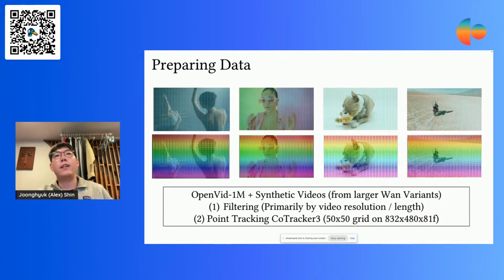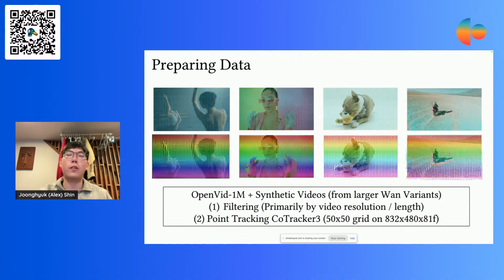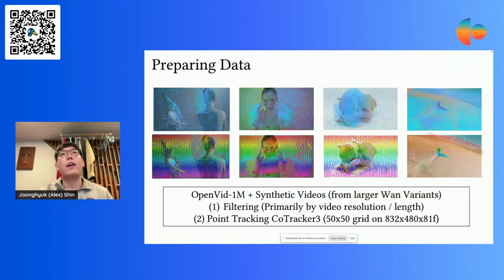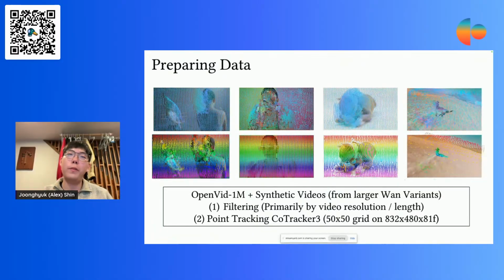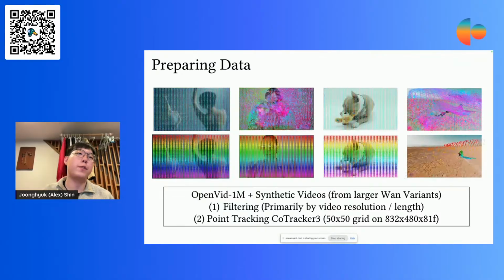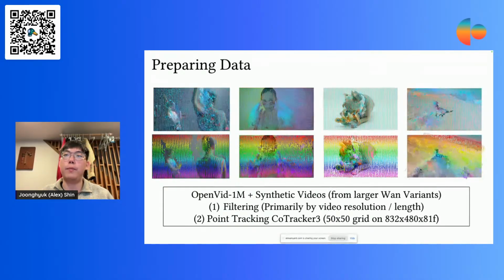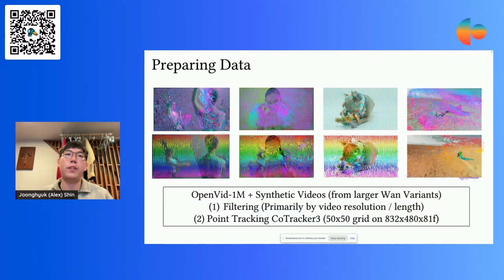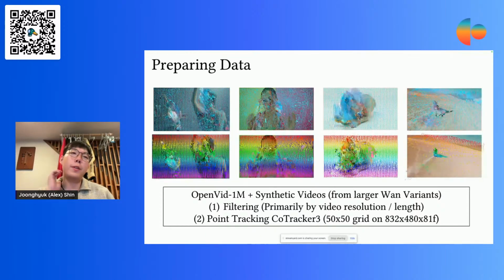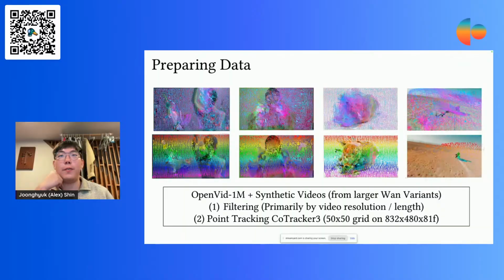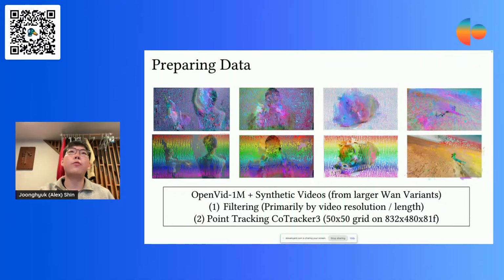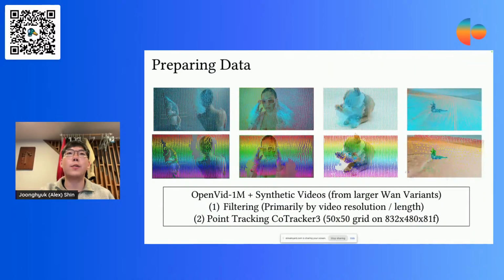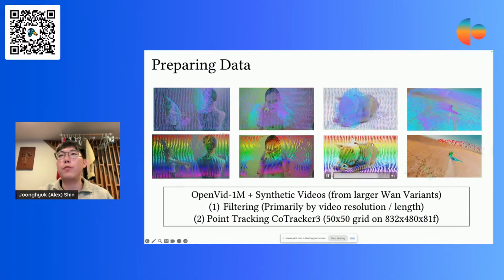And preparing the data is relatively straightforward. We need to get point trajectories to condition our diffusion models on. Because we wanted to open source everything from the beginning, we tried to use open video datasets, which are OpenVid 1 million, and some synthetic videos generated by the Wan 2.1 14 billion variant. We did a bit of filtering because open source video datasets are typically very noisy. We did it primarily by video resolution and video length. Then we did point tracking with CoTracker 3. So they allow us to track points like this.